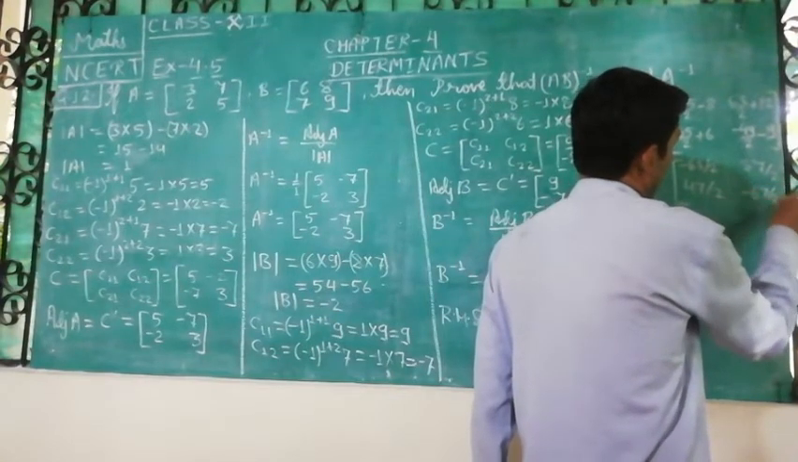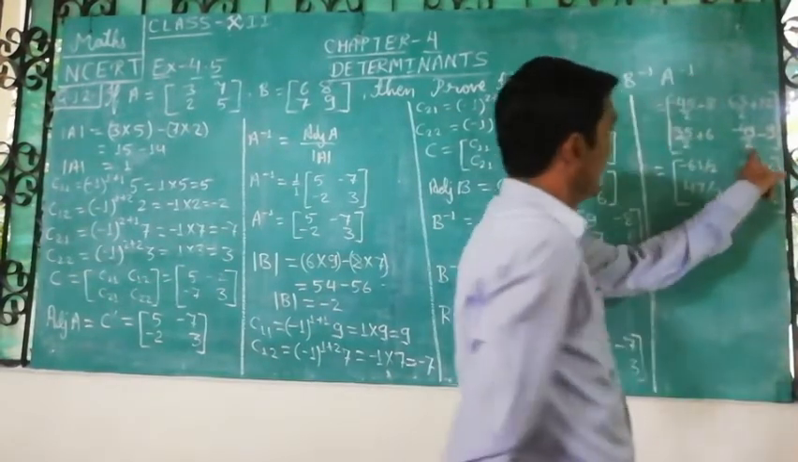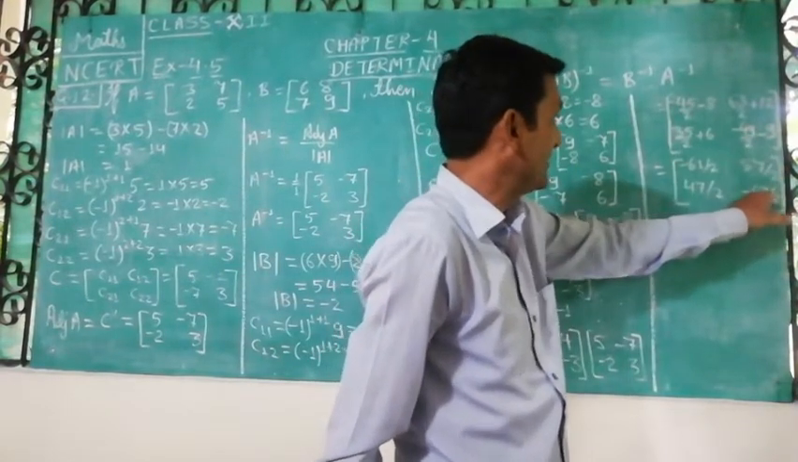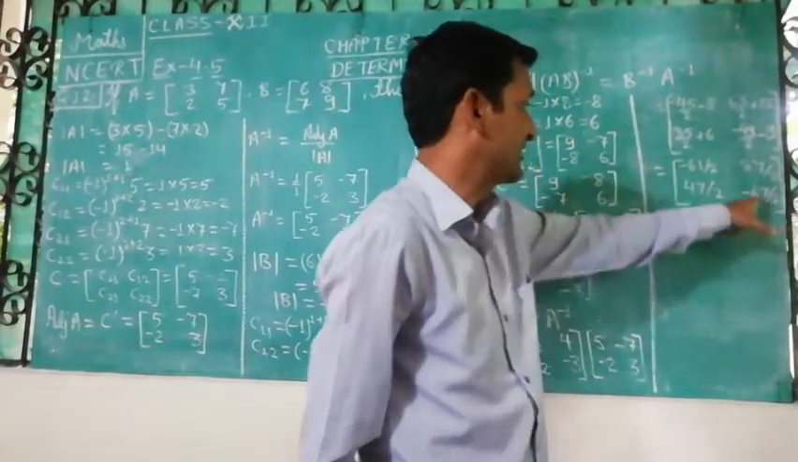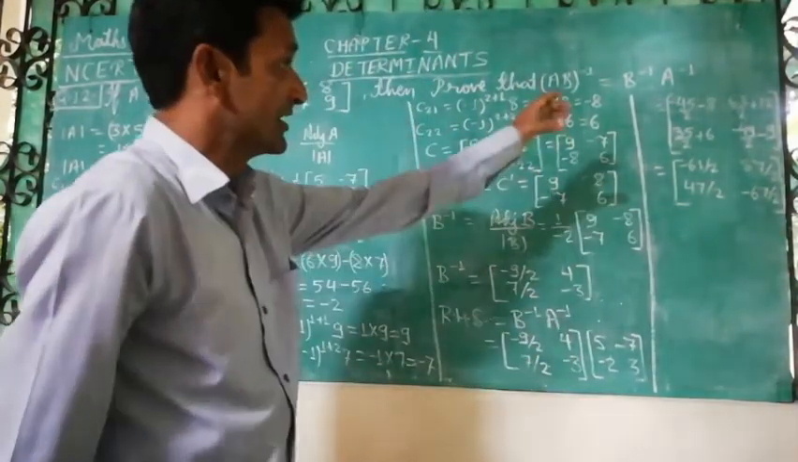See how it is possible? 49 plus 18: 9 and 8 is 17, 7 carry on 1, 4 and 1 is 5, 6, so minus 67 by 2. So this is our RHS.